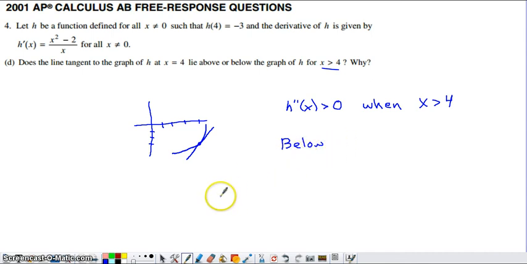If h of x would have been concave down, we would have had a graph that would have looked something like this. The slope of the tangent line is going to have to decrease as we proceed to the other side of that value, and this would be a situation where the tangent line would be above the curve. So concavity, as you move away from the point of tangency, is going to tell you whether or not the line is above or below the curve on that interval.